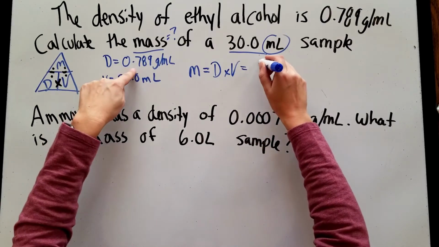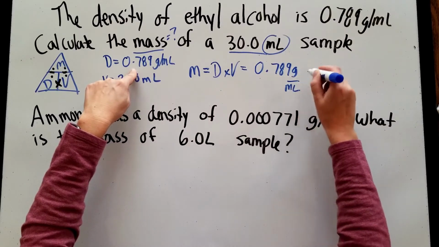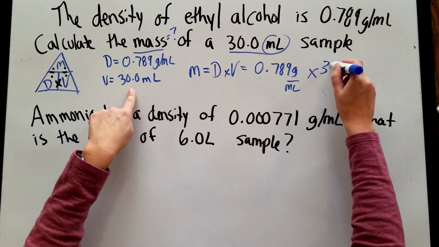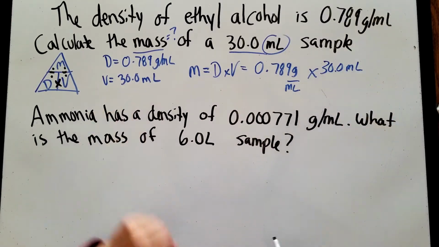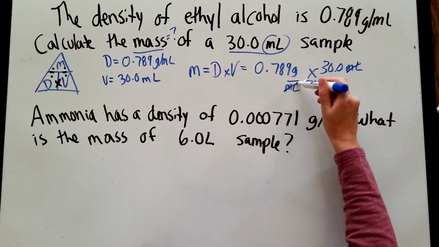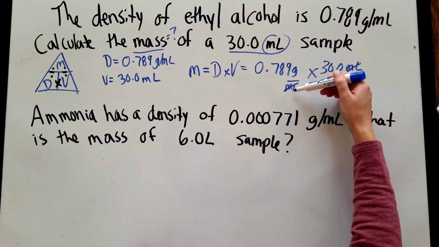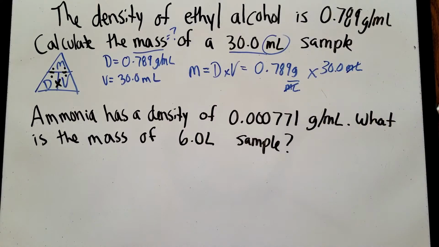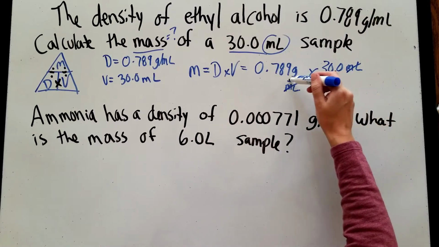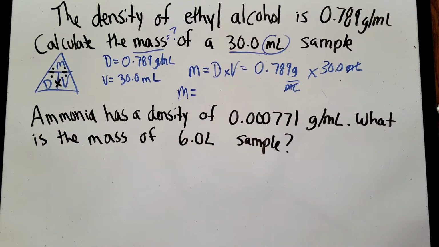So plug in my density where the D is, 0.789 grams per mil. I'm going to multiply that by the volume, V, which is 30 milliliters. Notice I need to have the same units so that my milliliters cancel, right? I have milliliters up in the numerator. I also have it in the denominator. So opposite sides of the horizontal line, those units cancel. Now, once I multiply these 2 numbers, my units will be grams. And that's what I want because mass is measured in grams.